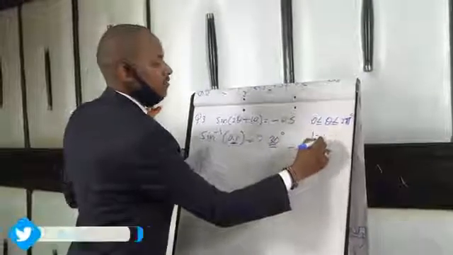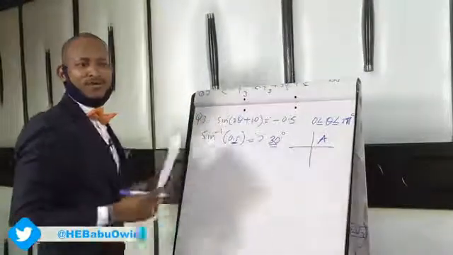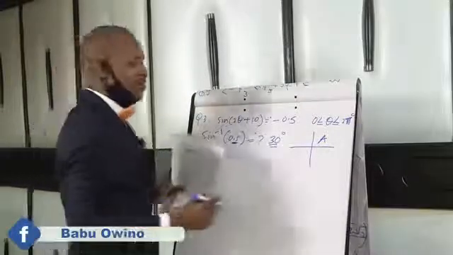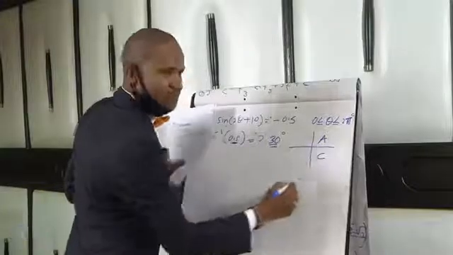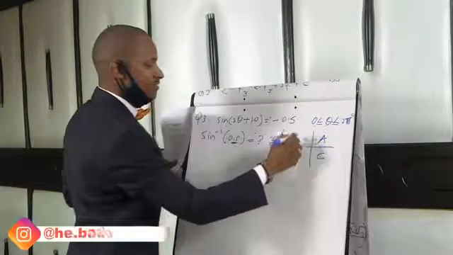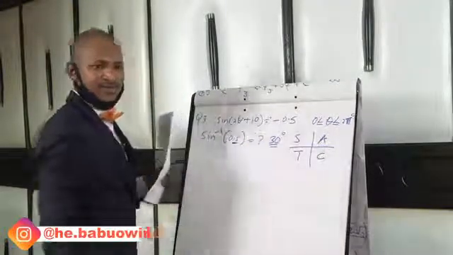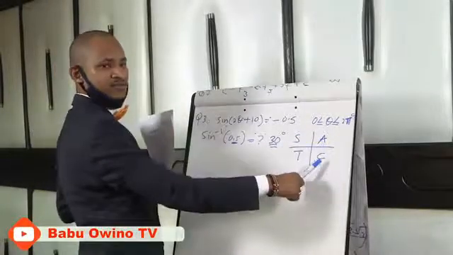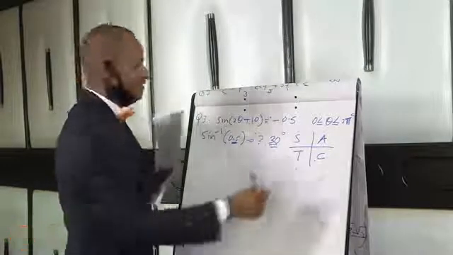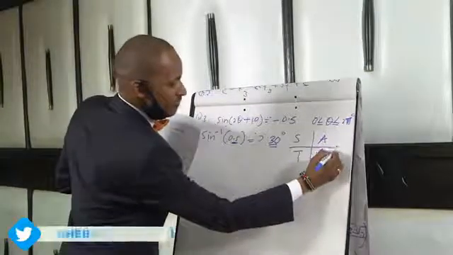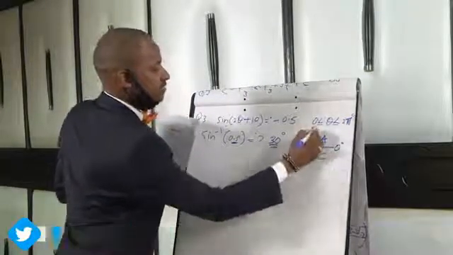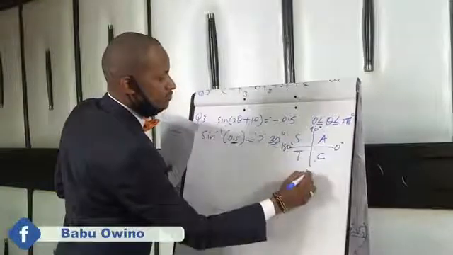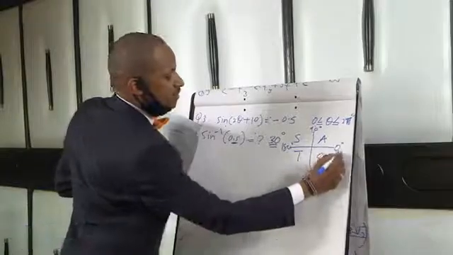we say all, when I was in my Form 4, I used to remember it as all Christians terrorizing Satan. Or all students take coffee. Not Changa, don't put here as Changa. So this angle is 0 degrees, this is 90 degrees, this angle is 180 degrees, this angle is 270 degrees, and this angle again is 360 degrees.